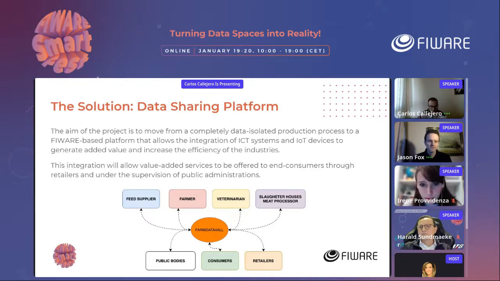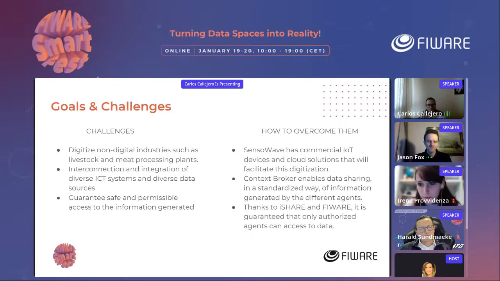Next one. Okay, the goals. Now the goal is, the challenges are quite high. We are trying to digitize industries which are not digitized, like livestock farming and meat processing plants. Then, in order to achieve this, we are developing IoT devices and cloud solution, and also we must interconnect and integrate diverse ICT system and data sources. Finally, we must guarantee safe and permissible access to the information generated by the different agents.